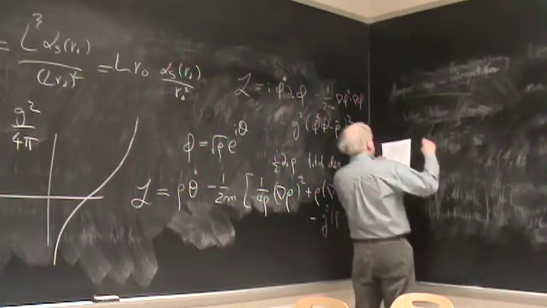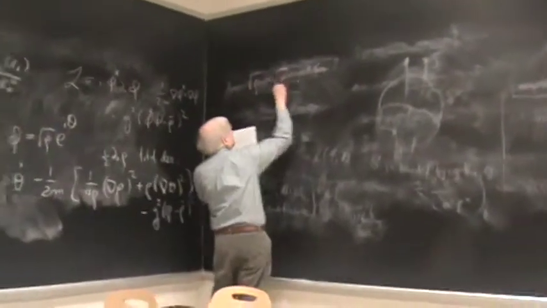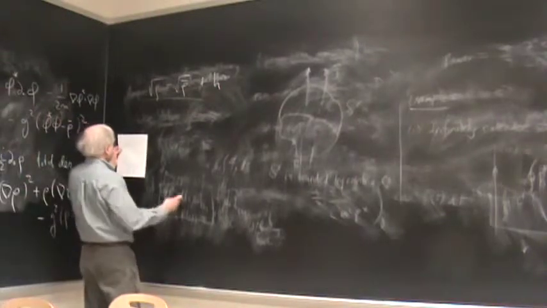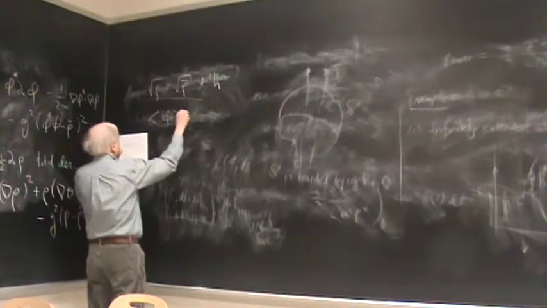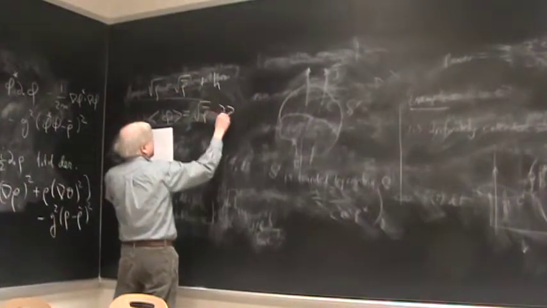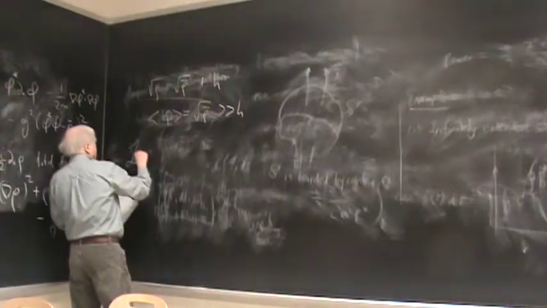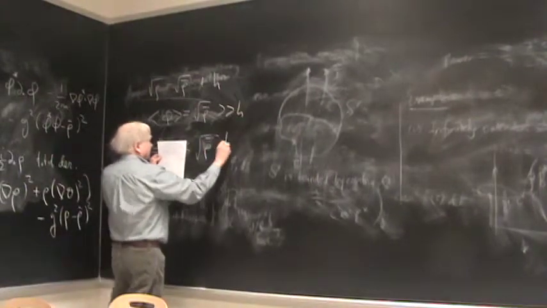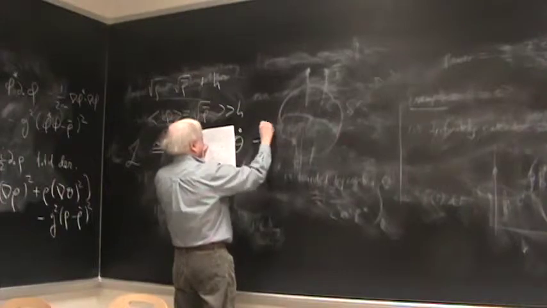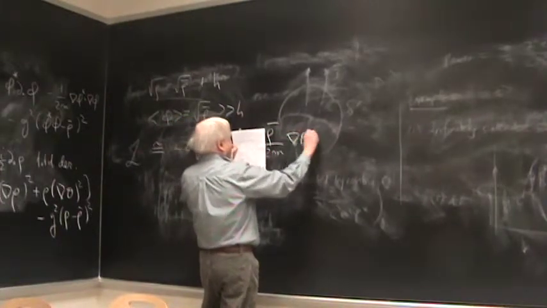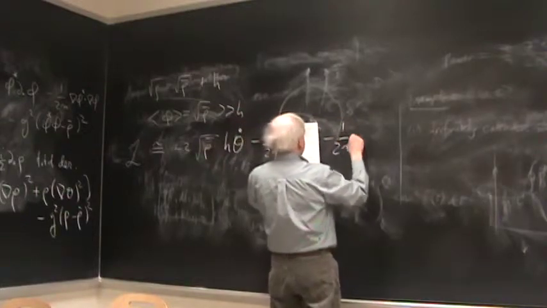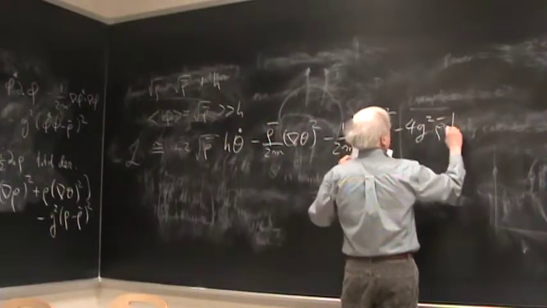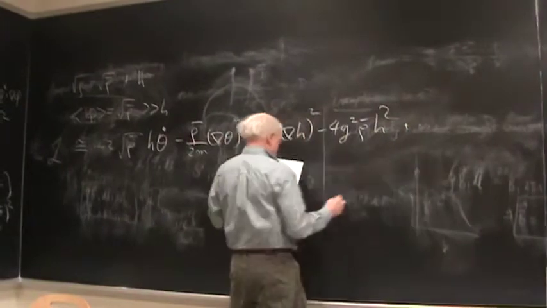And now we'll make another change. We'll say square root of rho is square root of rho bar plus h, where h is small. So the mean value of phi is square root of rho bar, and it's much greater than h. And eventually one finds that L is minus 2 square root of rho bar h theta dot minus rho bar over 2m grad theta squared minus 1 over 2m grad h squared minus 4 g squared rho bar h squared. Okay, plus other terms, which I'm going to ignore.